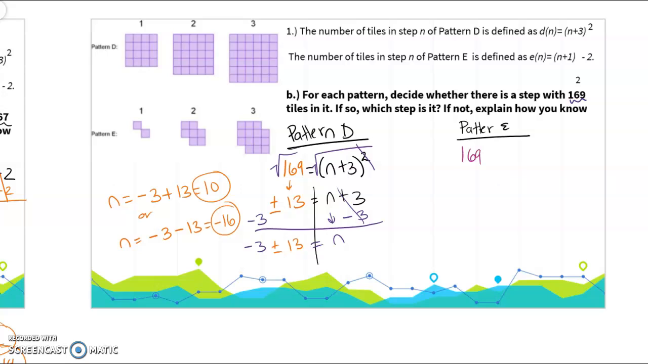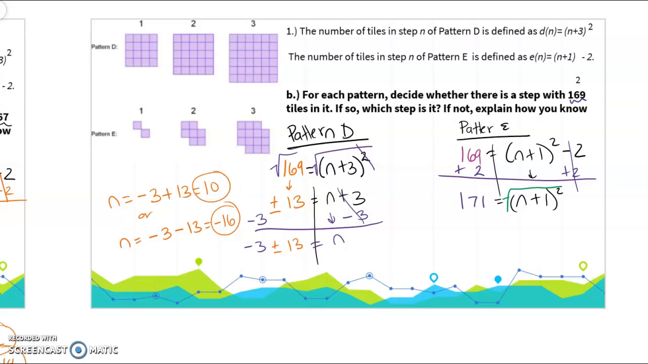I get 169 equals n plus 1 squared minus 2. Let's see if we get lucky. If I add 2, like I've done with the other equation, I get 171. Okay, kind of looks promising. Well, let's see if it has a square root, because that's where it all comes down.